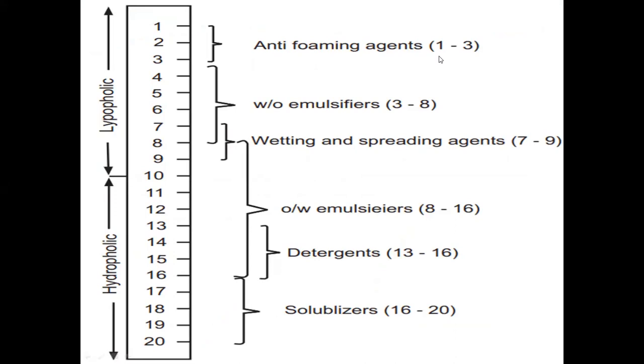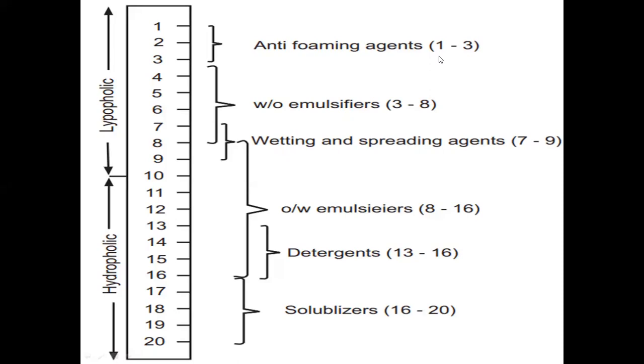If the HLB value range is 1 to 3, then these agents are anti-foaming agents. Anti-foaming agents are the agents that prevent the formation of foam in the emulsion. Then W/O emulsifying agents have an HLB value of 3 to 8. Wetting and spreading agents have an HLB value of 7 to 9. Then O/W emulsifiers or emulsifying agents have an HLB value of 8 to 16. Detergents have an HLB value of 13 to 16. And the last one, solubilizer, that is surfactant, has an HLB value of 16 to 20.